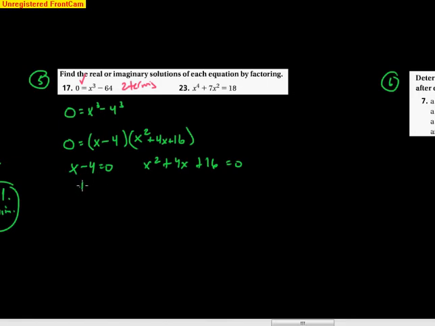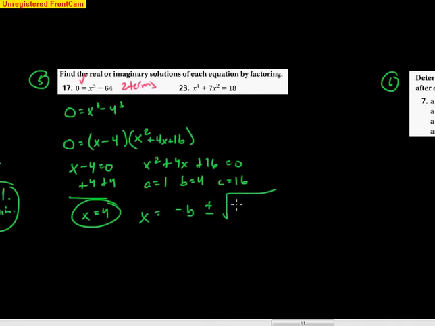The x minus 4 produces a real 0. We add 4, x equals 4. The quadratic here creates 2 imaginary solutions. We have to use the quadratic formula. a equals 1, b equals 4, c equals 16. Quadratic formula. x equals the opposite of b plus or minus the square root of b squared minus 4ac all over 2a. We find the discriminant over here.